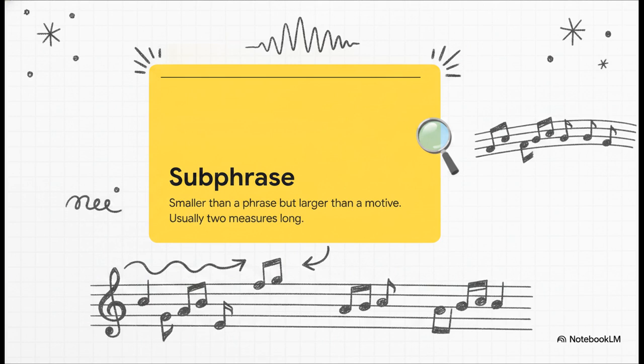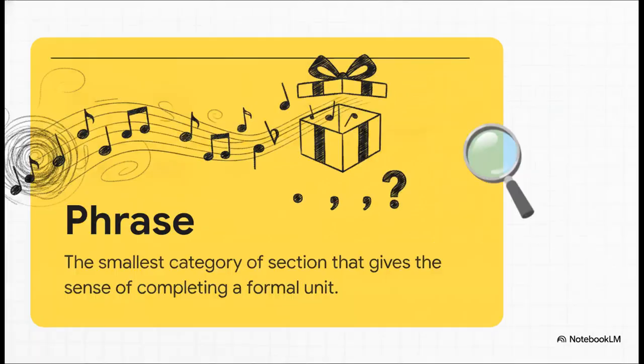Think of the distinct melodic chunks you hear in the verse of a modern pop hit. The source material actually points to Party Rock Anthem. The specific lyric, "Party Rock is in the house tonight," takes up a very specific 2-measure subphrase. It's a distinct melodic segment for sure, but it definitely leaves you waiting for the next part of the line. And that perfectly illustrates how we arrive at the phrase itself. A phrase is the smallest category of a section that gives us the sense of completing a formal unit. It is your complete musical sentence. It takes those tiny motives and subphrases and wraps them all up into a really satisfying package.